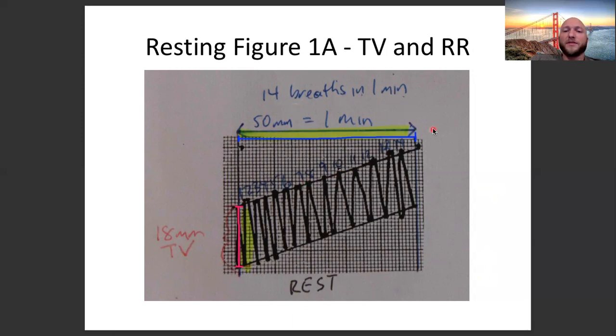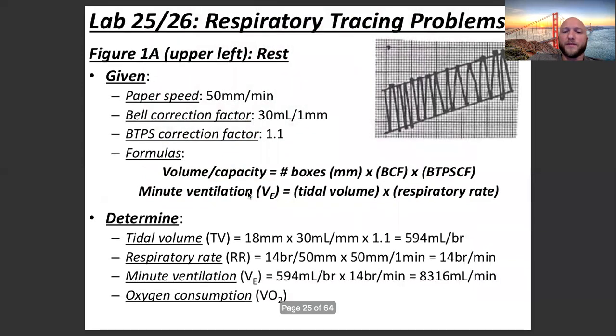So how many peaks are there in 1 minute? So we get a respiratory rate: 14 breaths per 50 millimeters, 50 millimeters per 1 minute. We can cross out our millimeters and we get 14 breaths per minute.